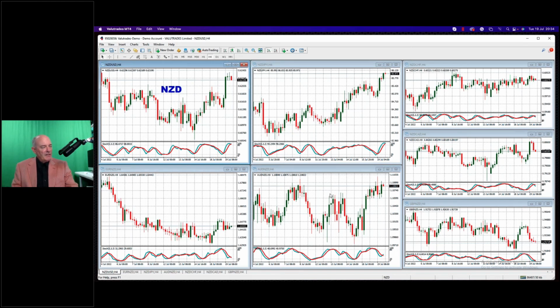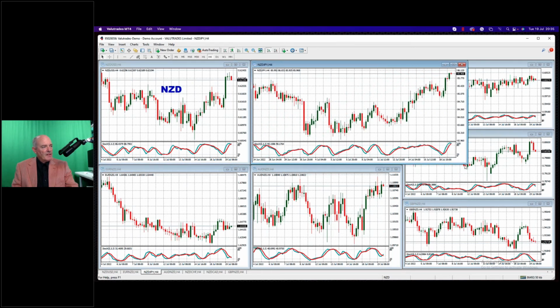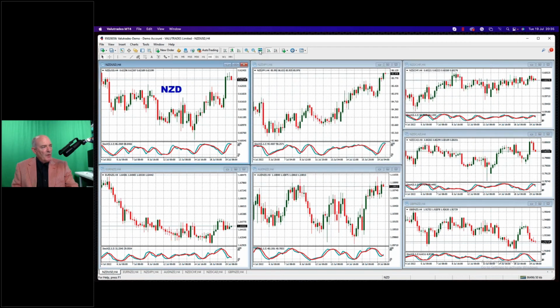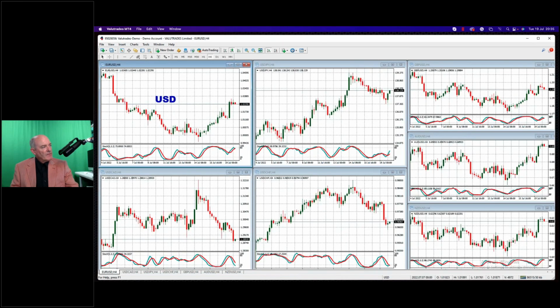MT4 is not very forgiving when it comes to arranging. You can actually arrange things manually, but once you click the button, it snaps back to where you left it. So basically, that is a profile of the Kiwi dollar. Let me go back. I promised you I'd take a look at the U.S. dollar. So let's go back to U.S. dollar. And as I said, this is the 4-hour chart.